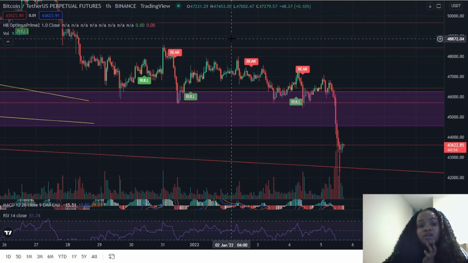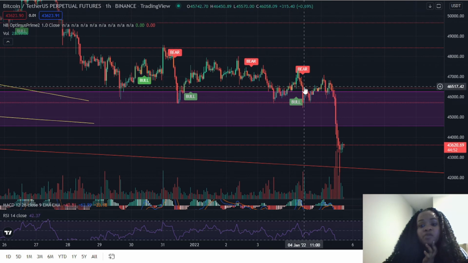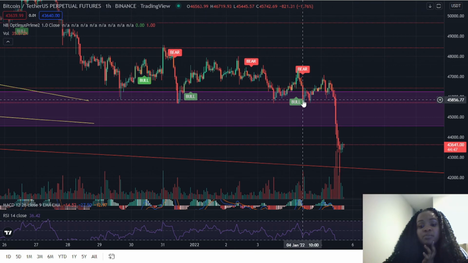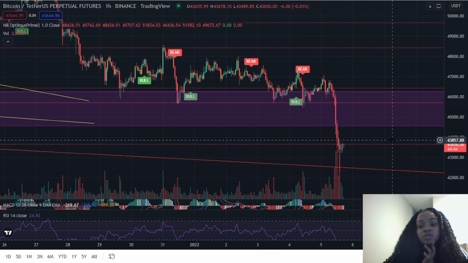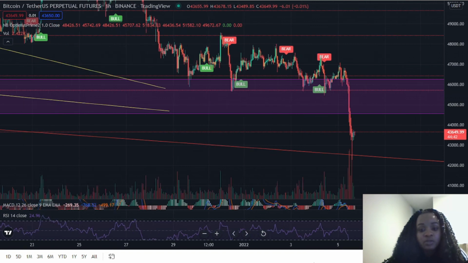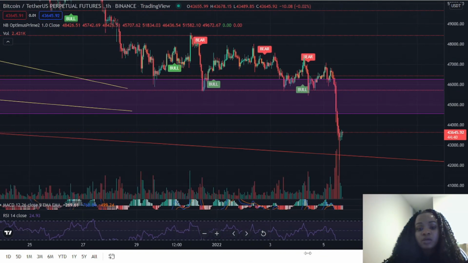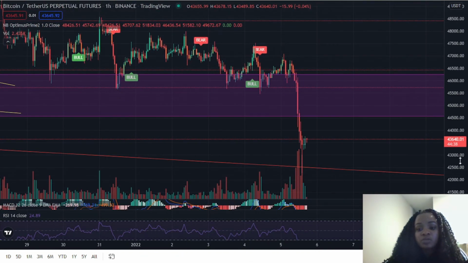So anyways, Nachos boy here is showing bear. We've been bear since January 4th right here. We call the bear since January 4th, and we've been just dropping. Anyways, so I want to find the best entry position here on the 1 hour time frame.